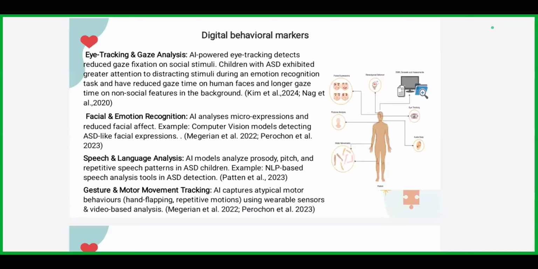Bipolar disorders, they're being studied by NIMHANS and AIIMS in collaboration with the LAMP platform with Harvard University. So for autism spectrum, outside India, they are using eye tracking, gaze analysis, facial and emotion recognition, speech and language analysis, gesture and motor movement tracking with the help of AI-powered devices.